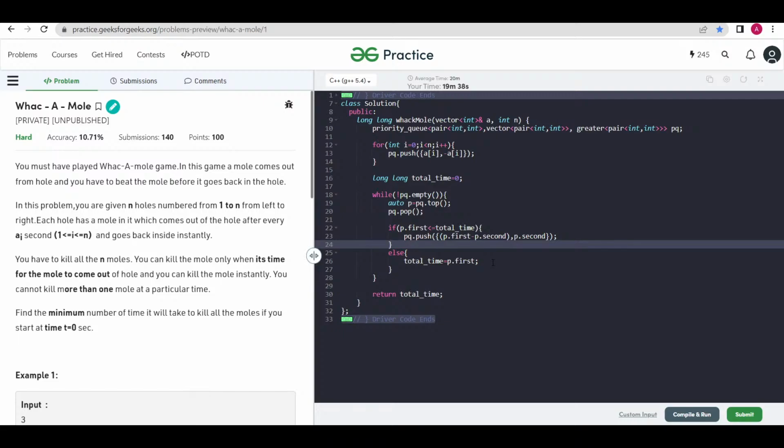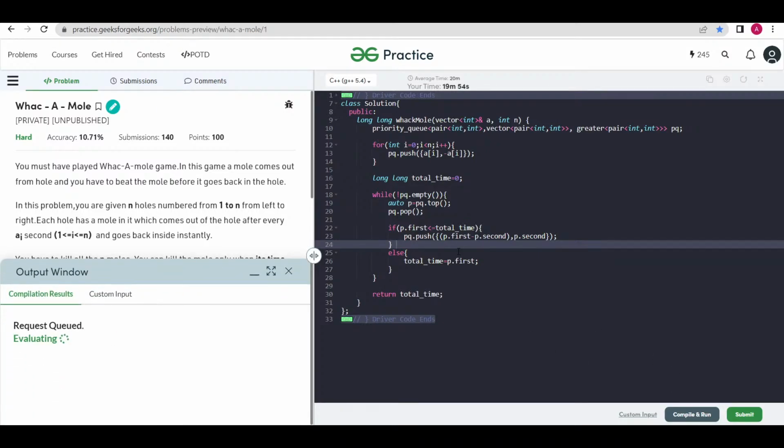At the end, when all the moles are killed, we'll have the total time in our total time variable, since we have initialized it with the value 0. So the total time value is what we have to return at the end. So let me compile this particular code.